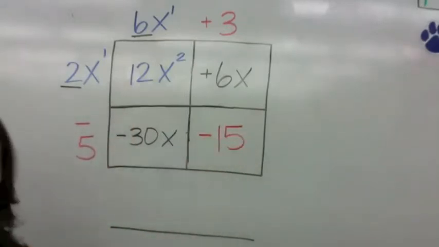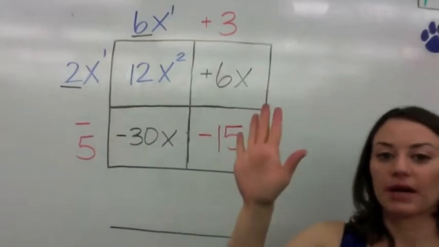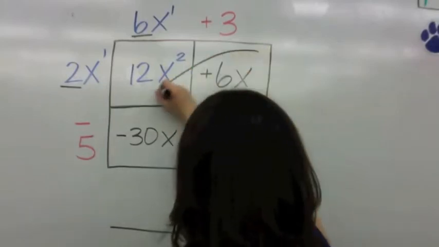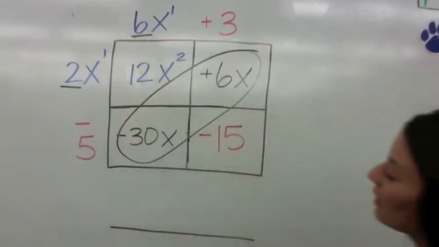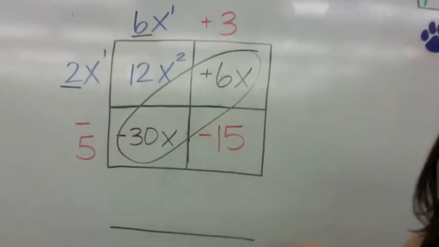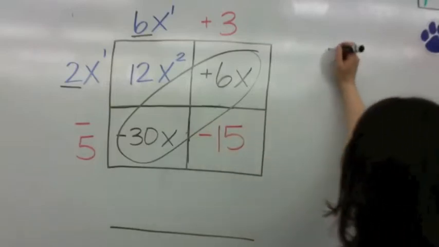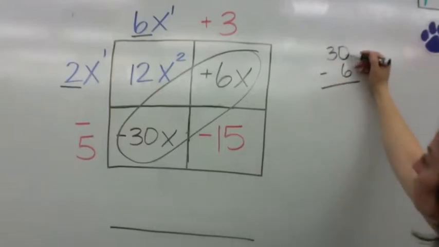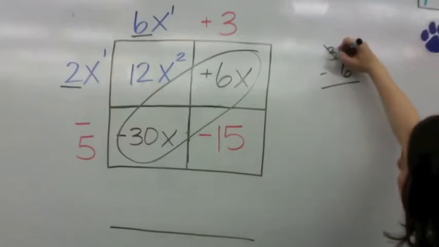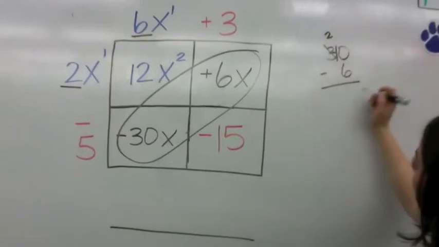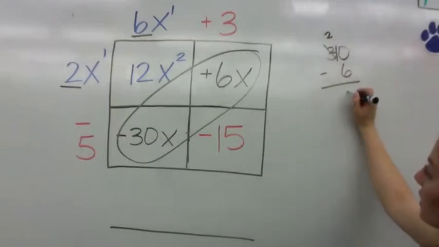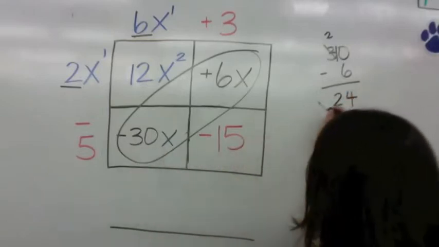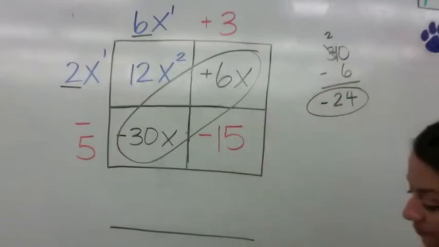What do we have to do next? We have to combine like terms. That's right. The like terms are the linear terms in the middle. So we have a negative 30 and a positive 6. Do they have different signs? Yes. So we have to subtract. We say 30, take away 6. Can you take 6 from 0? No. So you have to go next door, borrow 1, and we have 10 take away 6 is 4, and then 2. Now the sign of the bigger number is 30, so that's going to be a negative 24.